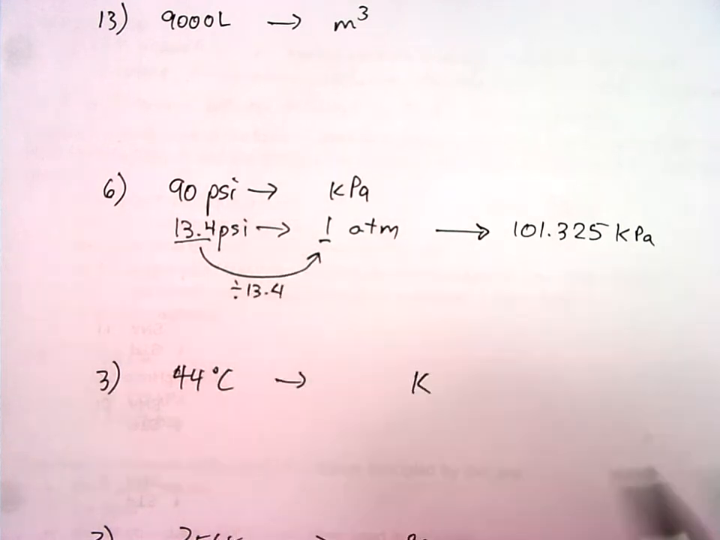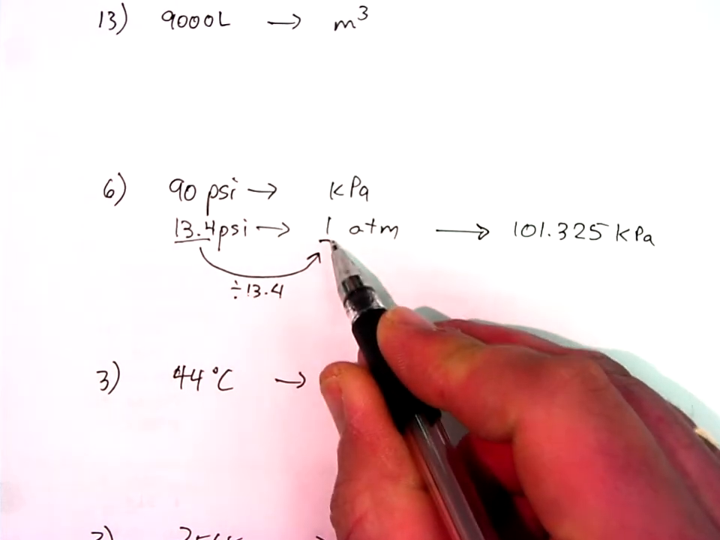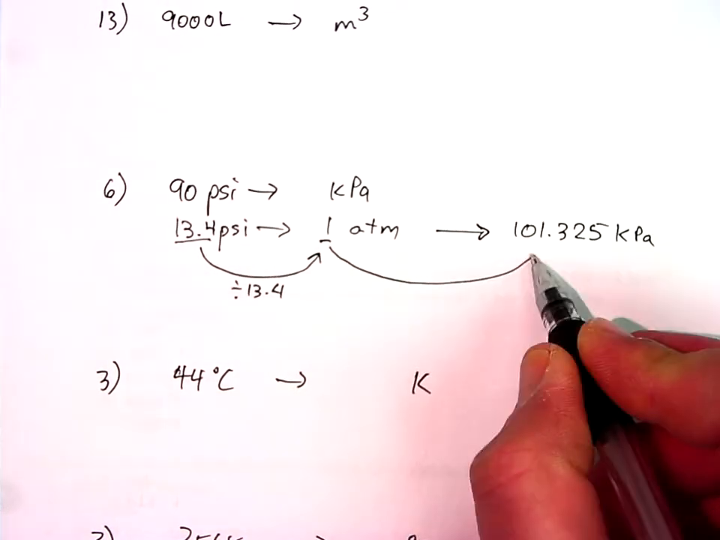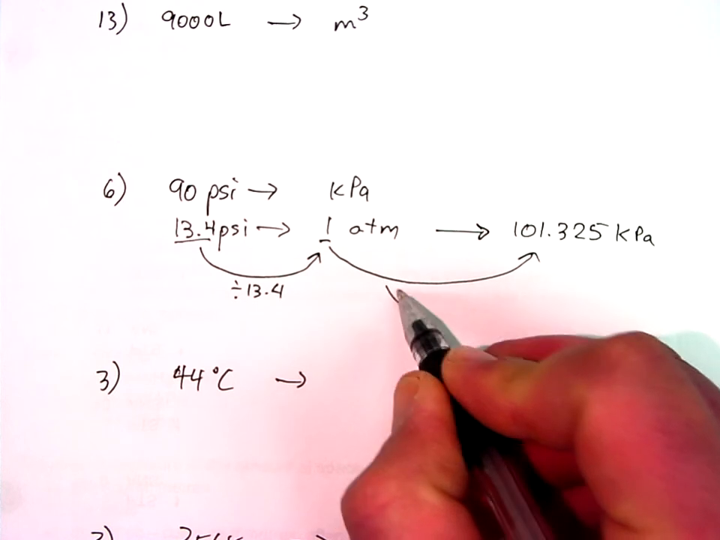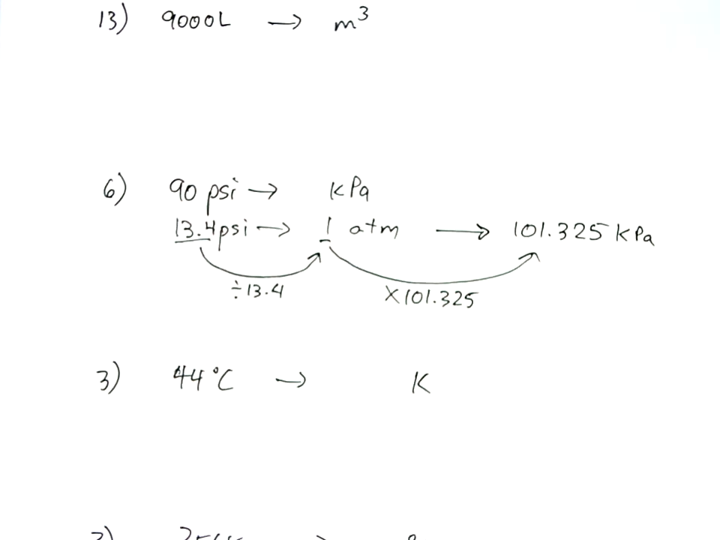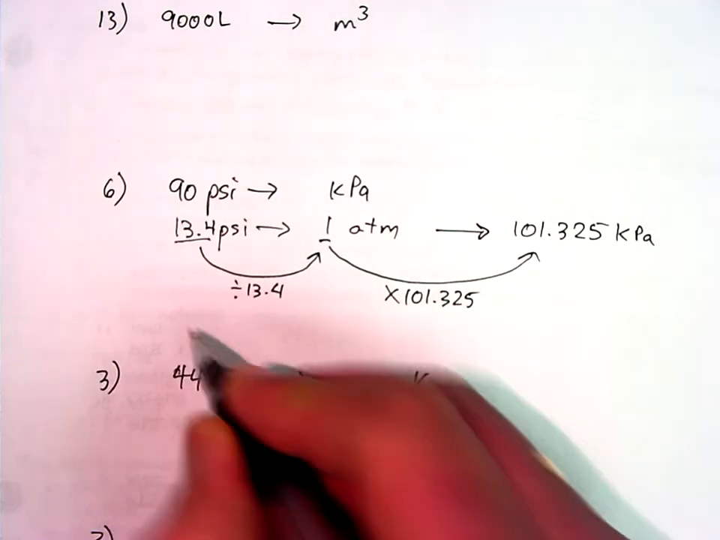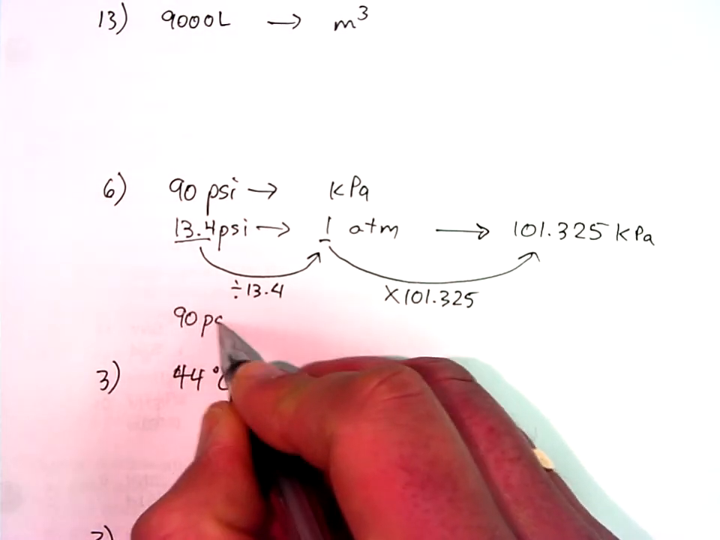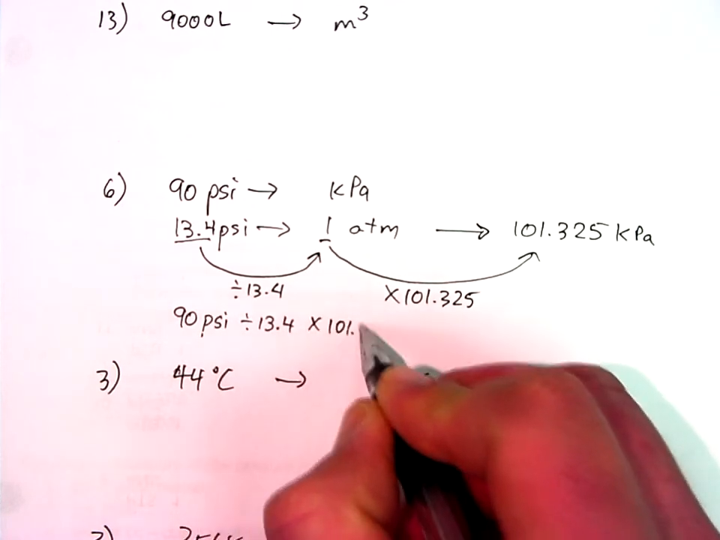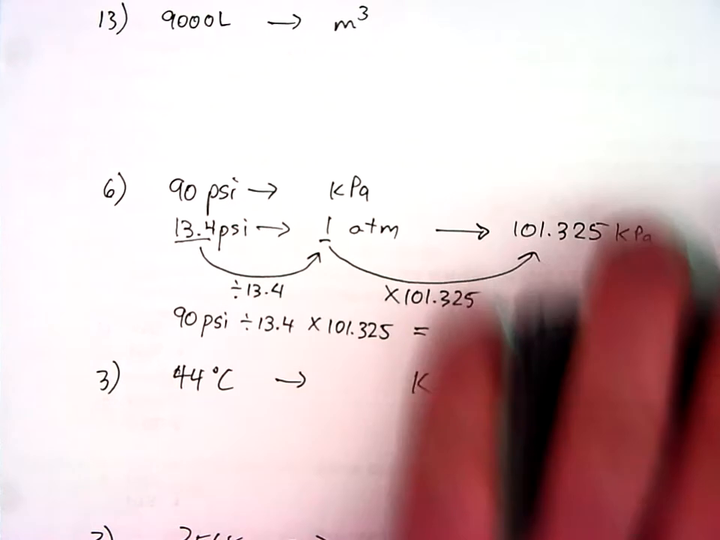Dividing by 13.4 will get us to 1. Then in the next step, what are we going to have to do to go from 1 to 101.325? Again, it's either multiplication or division. This time the number is getting larger, so we're going to multiply by 101.325. That will get us all the way to kilopascals. So we have to do these two conversions. We'll take our 90 psi, divide by 13.4, and then multiply by 101.325. That will give us our kilopascals.